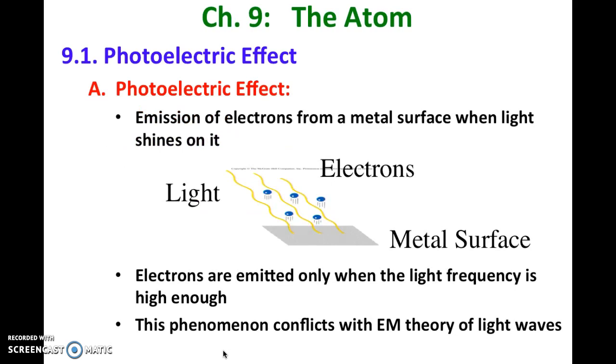When a light with frequency high enough shines on a metal surface, electrons are emitted. This phenomenon is called photoelectric effect and conflicts with the wave theory of light.